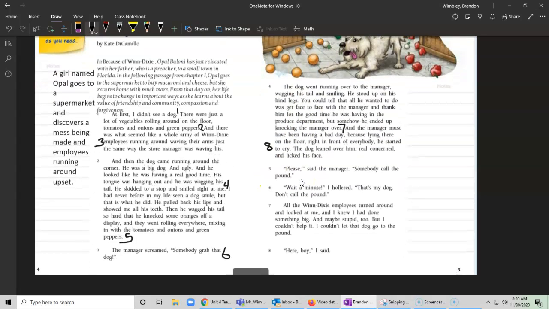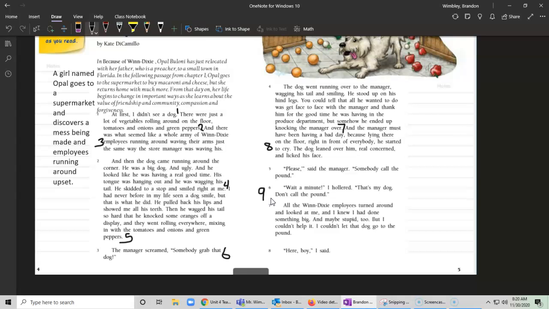"Please," said the manager, "somebody call the pound." "Wait a minute," I hollered. "That's my dog. Don't call the pound." This is another event I think is important. Opal is claiming Winn-Dixie. Oops, the dog doesn't have a name yet. Opal is claiming the dog.